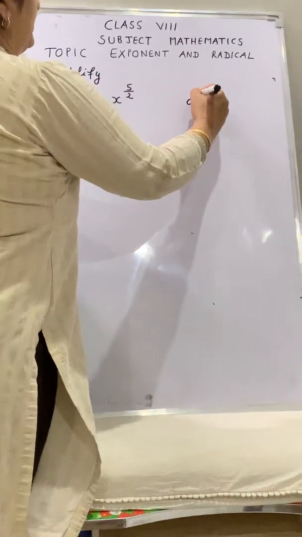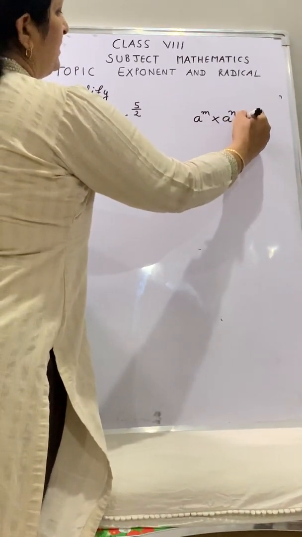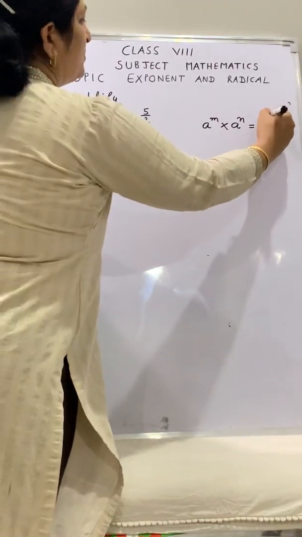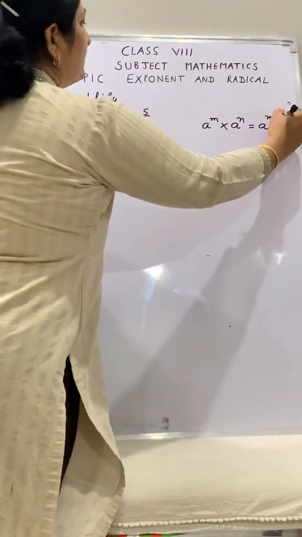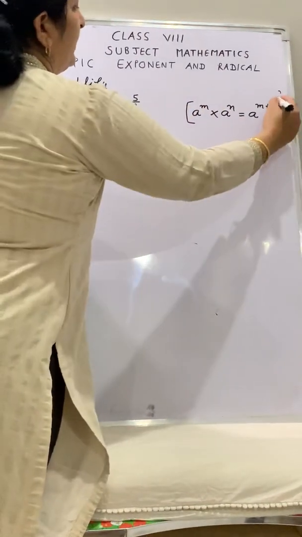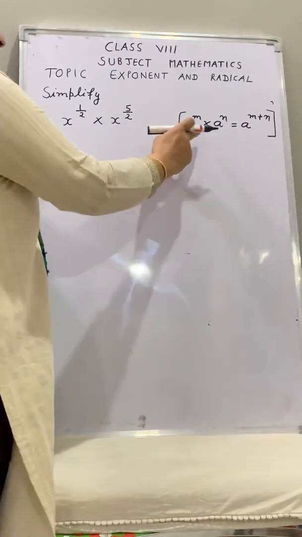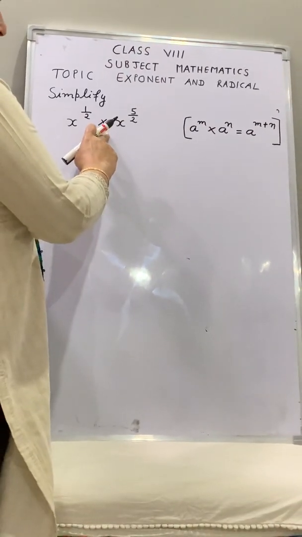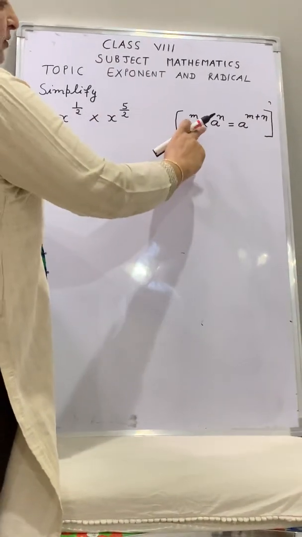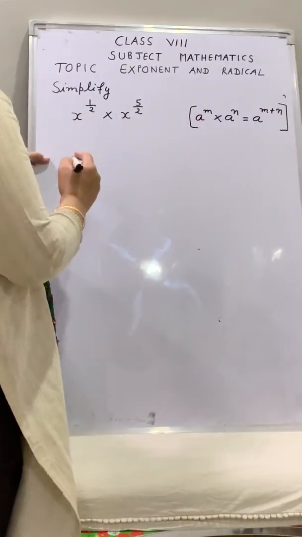a raised to power m multiplied by a raised to power n is equal to a raised to power m plus n. You have to write the law in bracket. Which law you used in solving the question? You have to write the law here in bracket.